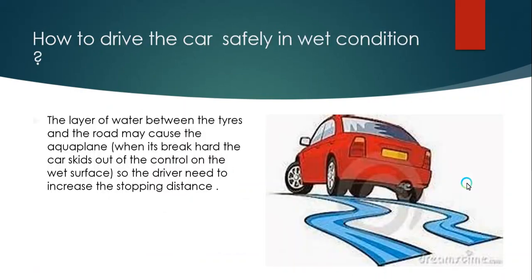After that, how to drive the car safely in wet conditions. Sometimes during heavy rain, look at what happens to our cars: sometimes we lose control of the car. Why? Because there is water between the tire and the road. The layer of water between the tires and the road may cause aquaplaning. Do you know the meaning of aquaplaning? When you brake hard, the car skids out of control on the wet surface.